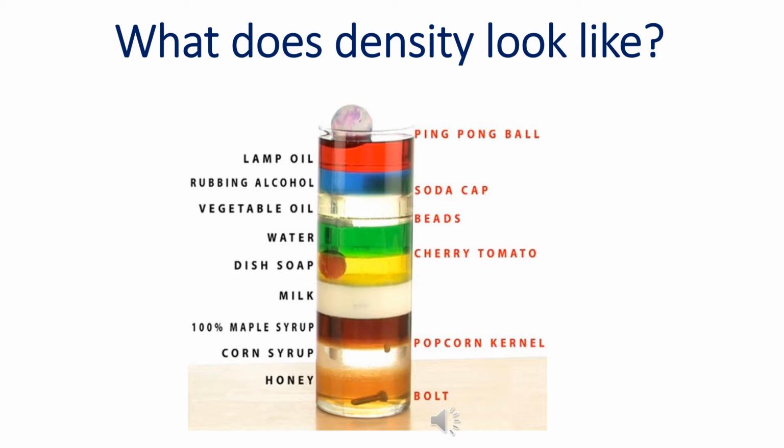So the more dense something is, the heavier it's going to be. So if you look at the jar, the honey and the bolt would have the highest density, which means they're the heaviest, so they sink to the bottom. The one with the lowest density is the ping pong ball, and that stays to the top.